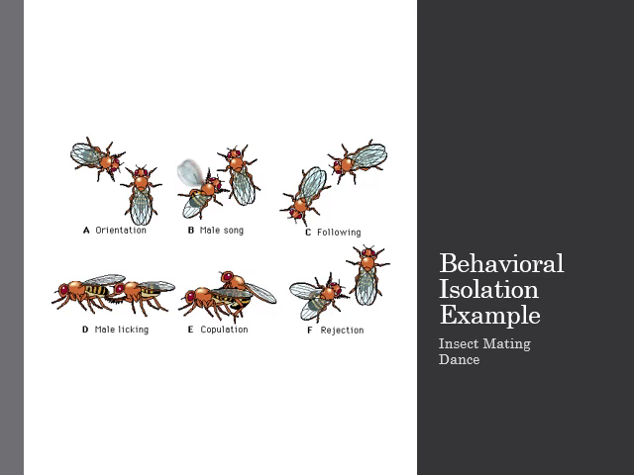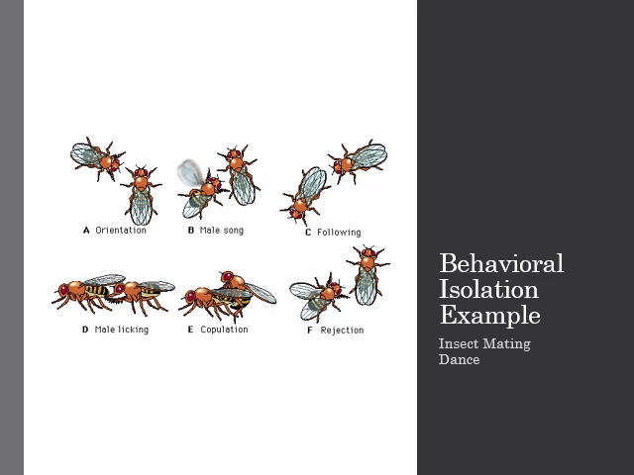If they get that right, they can move on to the next step, which is called following. Typically, the female, if she doesn't like a song, will just fly away. But if she likes the song, she'll walk away. You know, mixed signals, right? Well, she's not flying, she's just walking, so she probably wants me to follow. So the male will follow the female.